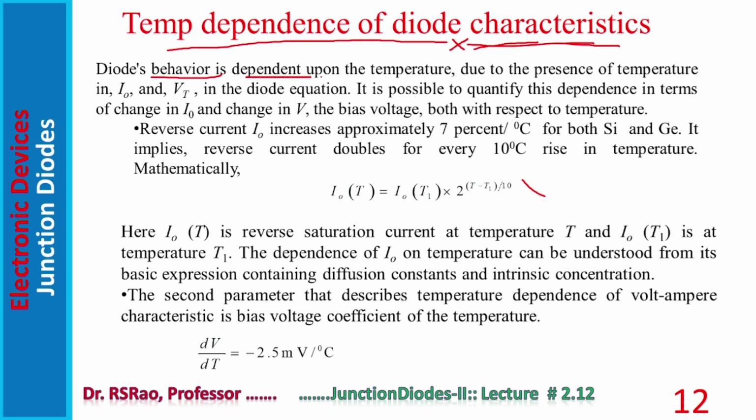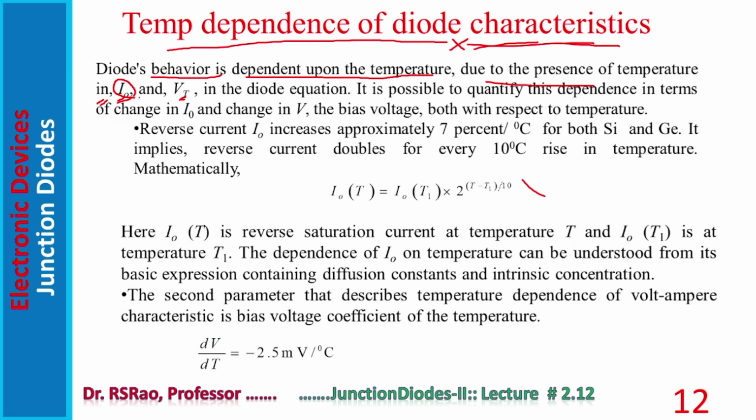This change in their behavior, in their VI characteristic, is being explained in the present slide. Diode's behavior is dependent upon temperature due to the presence of temperature in I0 and Vt. Notice in the expression for I0, you can find temperature. For example, in the expression there is Ni square. Ni stands for intrinsic carrier concentration. Intrinsic carrier concentration is a temperature dependent constant. So I0 also depends upon temperature.